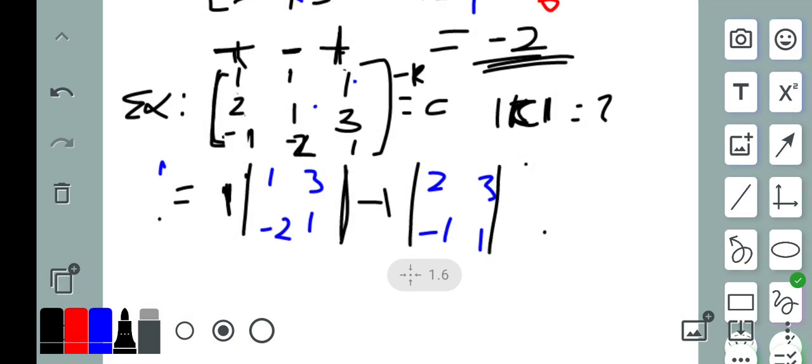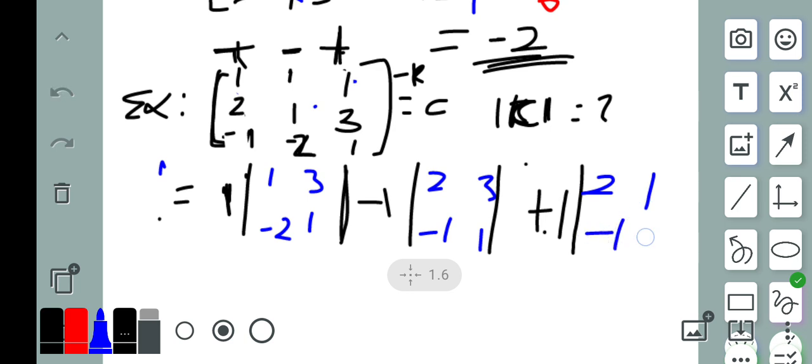And then for the last one, which is plus 1, this third element, you do the same thing again. We are going to delete all the elements in the vertical and the horizontal side. So what do you have left here? 2, 1, minus 1 and minus 2.